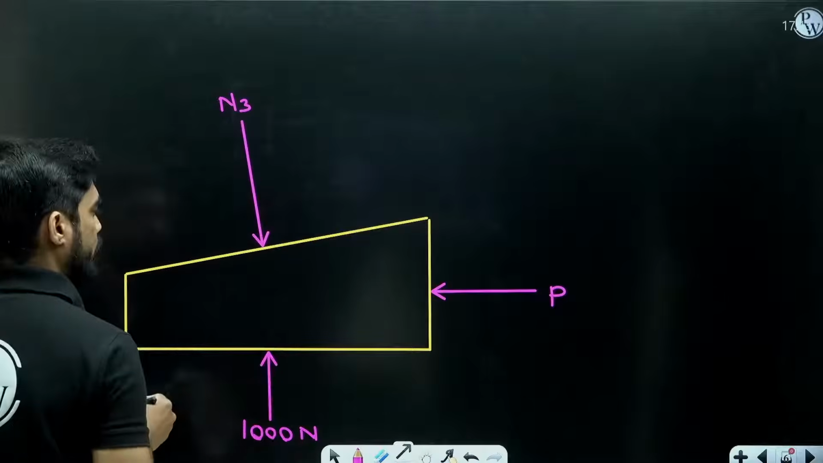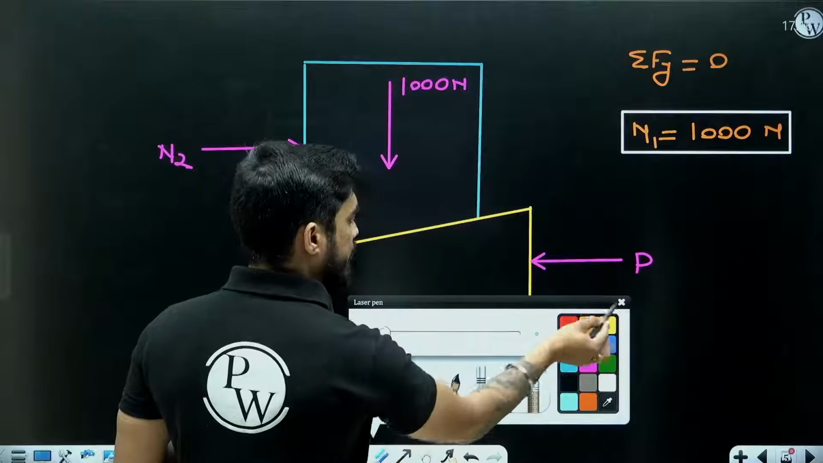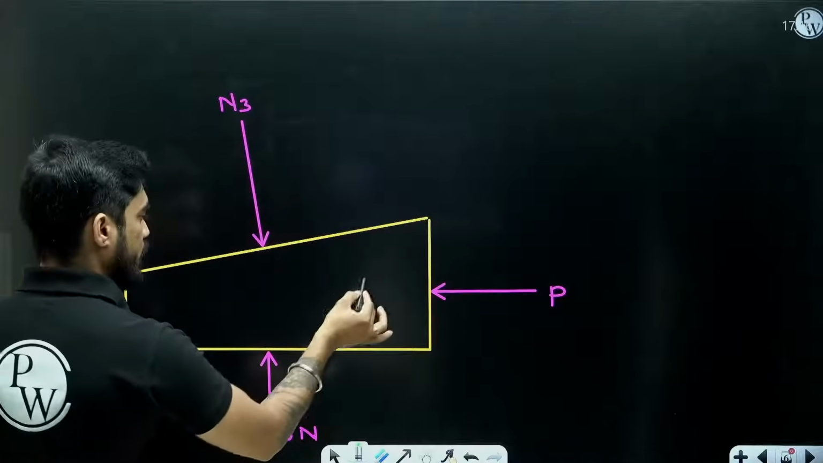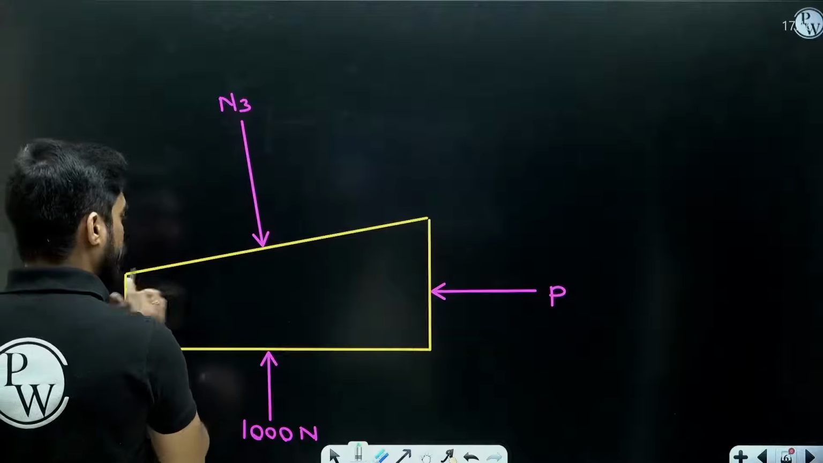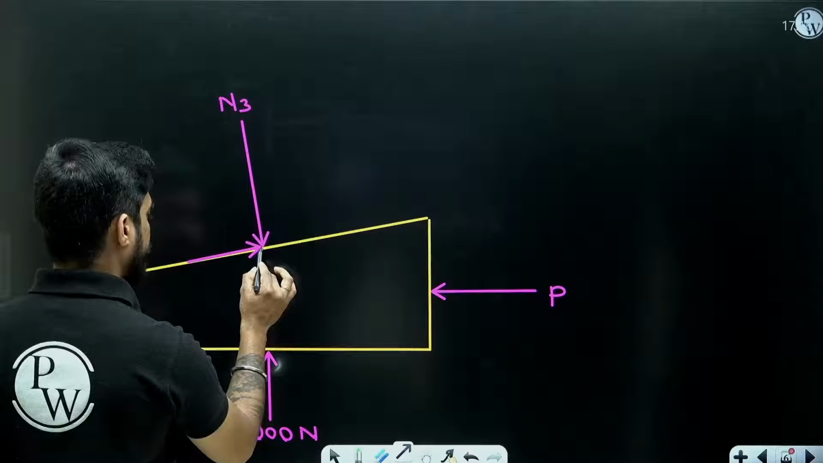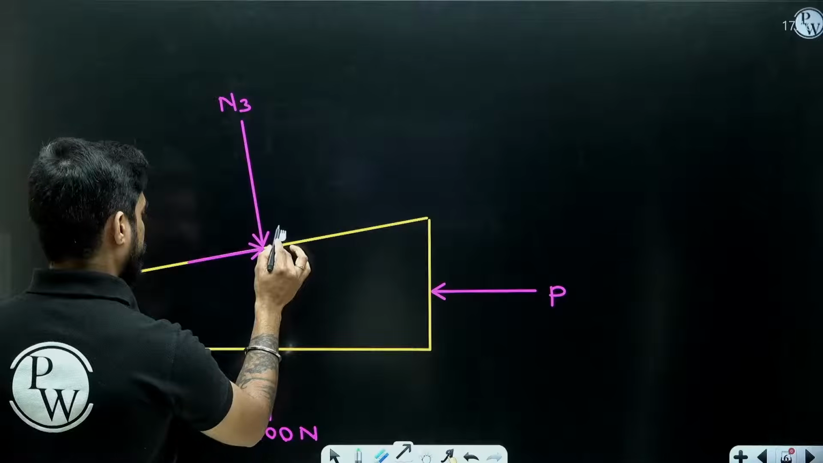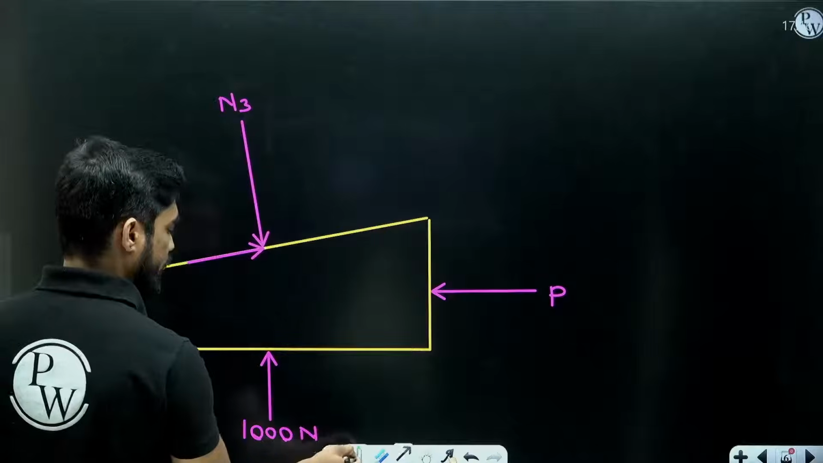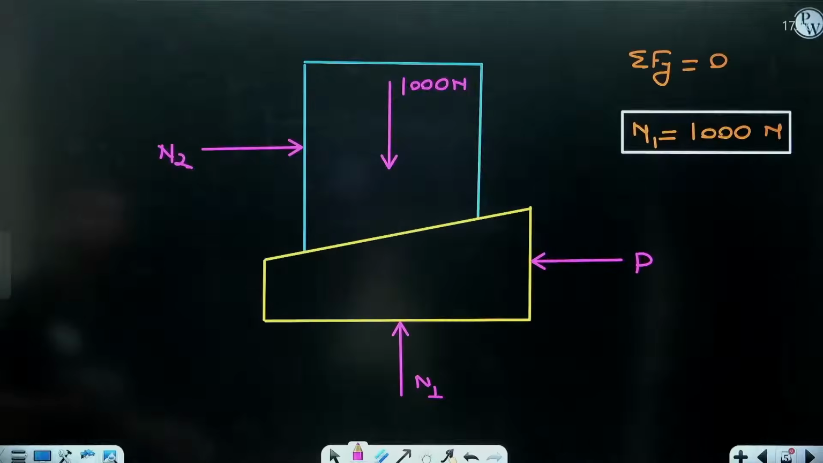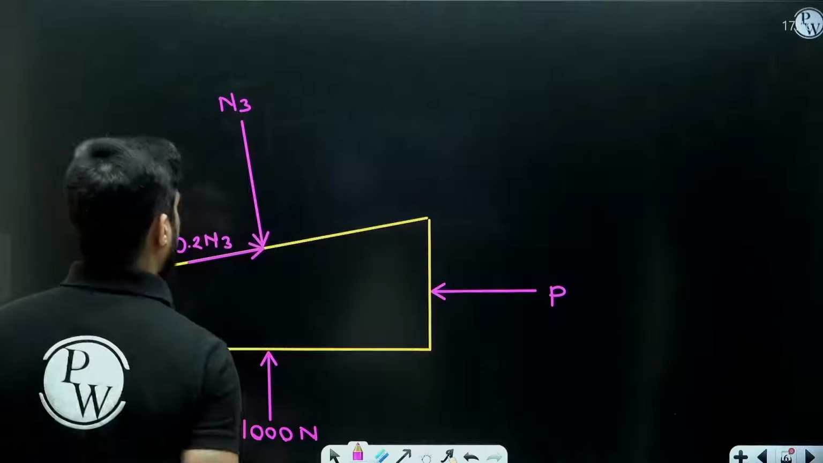And friction force will be in which direction? See, we are assuming that impending sliding is about to happen on this surface, right? So this wedge is moving towards the left, so the friction force will be towards the right, like this, parallel to the surface. What will be its value? Mu is 0.2, so it will be 0.2 N3.